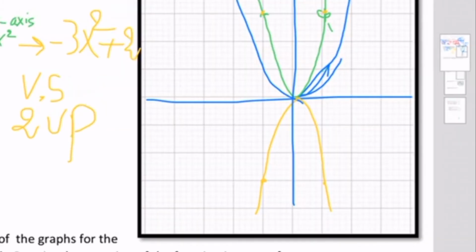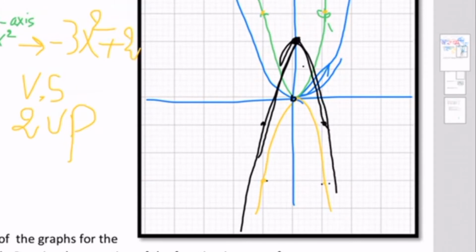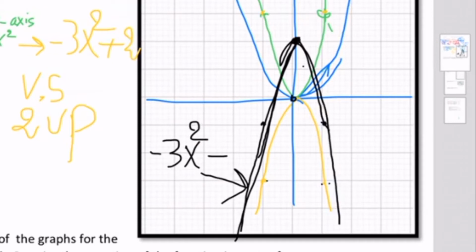So what we do is draw our vertical shift of the last one. Two up, 1, 2. This point is going to go here, and this point is going to come here. This point is going to come here. So that's your graph. This one is your final one: minus 3x squared plus 2.